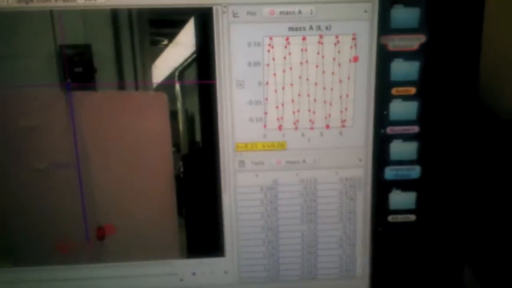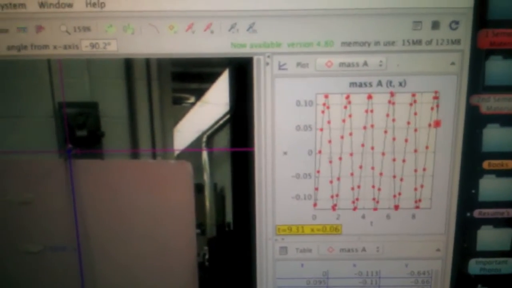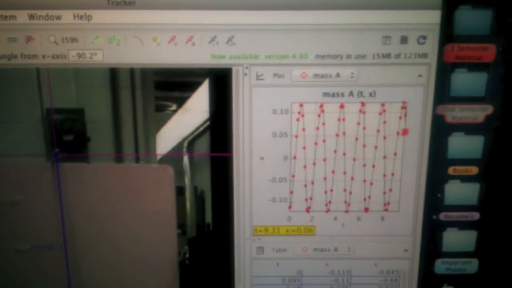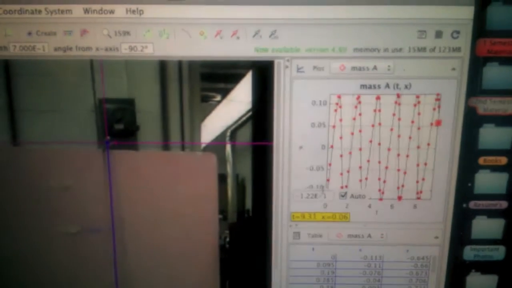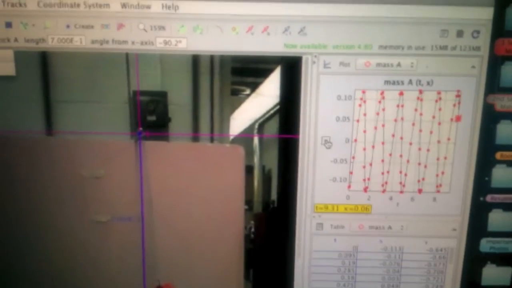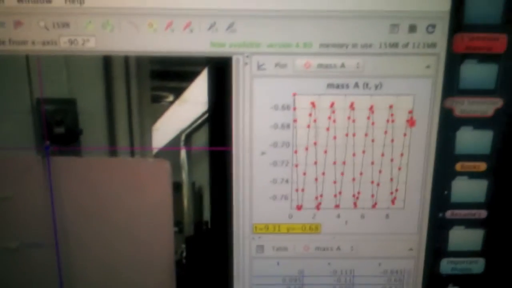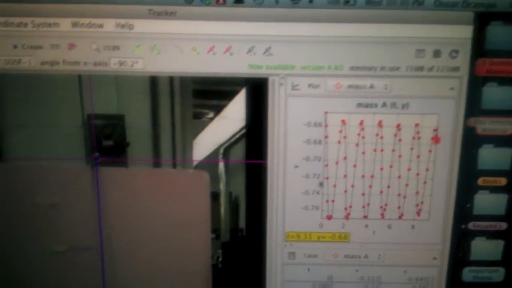And if you go over here, this demonstrates the X in terms of time, and you see it's oscillating in a sine or cosine kind of function, and as expected it's oscillating between the negative and the positive. However, when you change it to the Y, as you can see, it's still oscillating, but it remains negative, and that's because you are at a negative displacement.